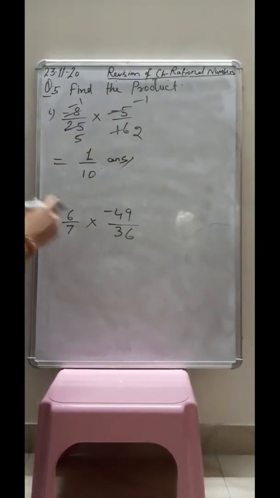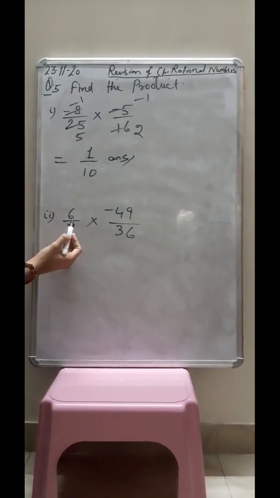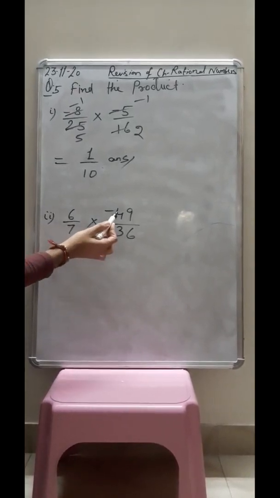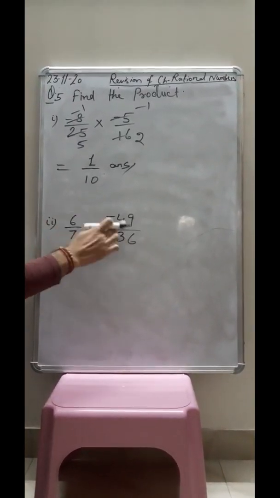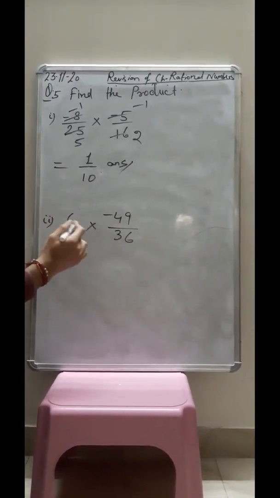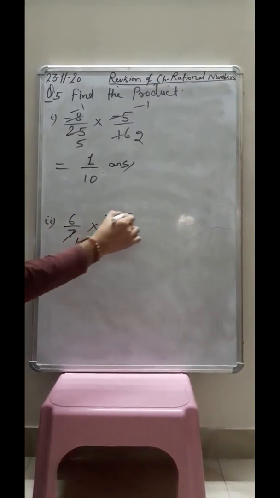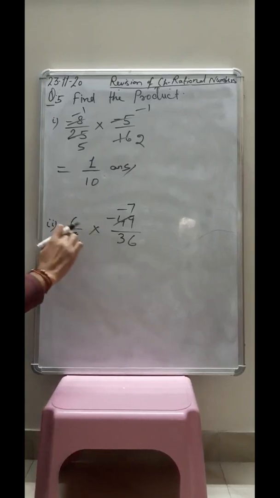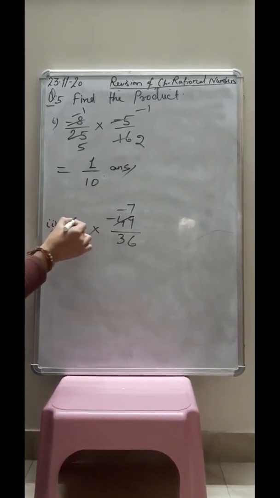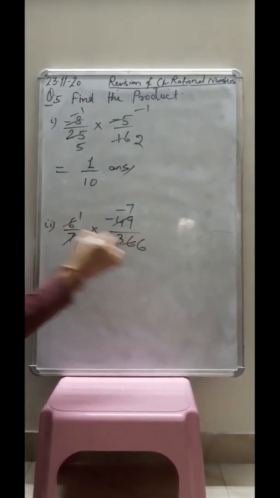So now the second part is the first rational number, 6 upon 7, multiplied by minus 49 upon 36. Again we can do the cross cancellation. So 7 ones are 7, 7 minus 7s are 49, and 6 and 36 both of them come in the table of 6. 6 ones are 6, 6 sixes are 36.